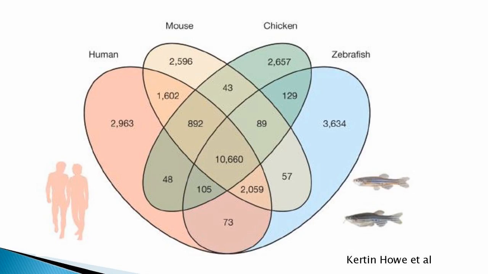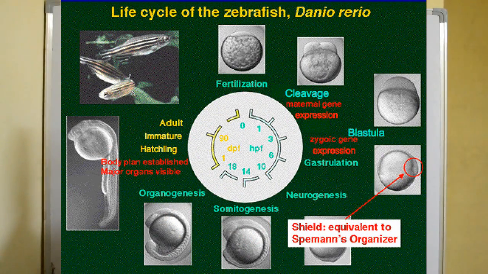And this is the life cycle of zebrafish, and that is the normal zebrafish, how it looks. When the fertilization starts, that is when the egg and the sperm get fused, if you count from 0 hour post fertilization, it goes up to 1 hour, 3 hours, the cleavage starts, and at this time the maternal gene expression takes place. Blastula stages can be seen, then gastrulation, and here the zygotic gene expression takes place.